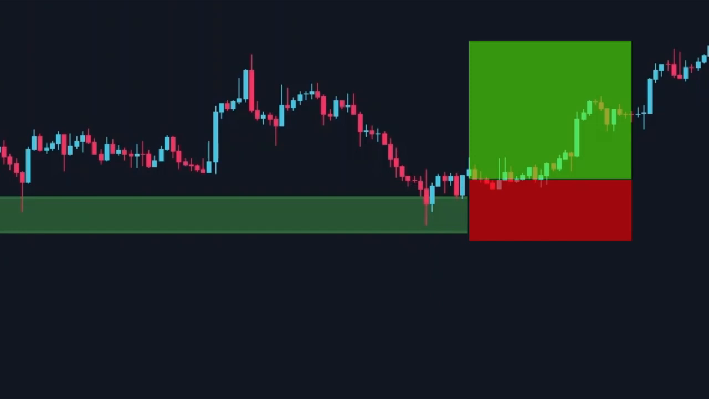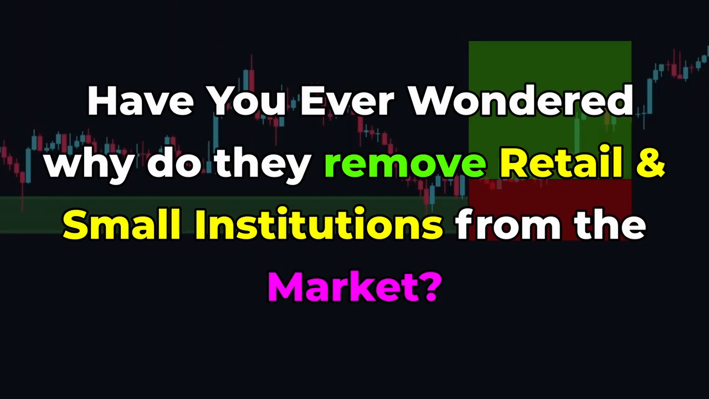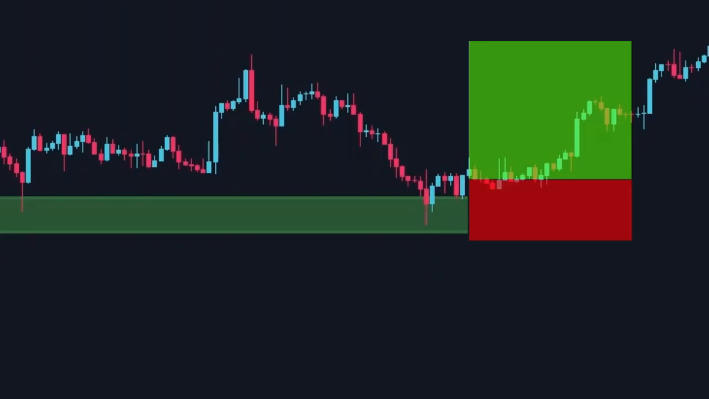This stop loss hunting is done by big institutions and banks. Have you ever wondered why they remove the retail and small institutions from the market? What's the benefit of doing so? Let's understand this through an example.